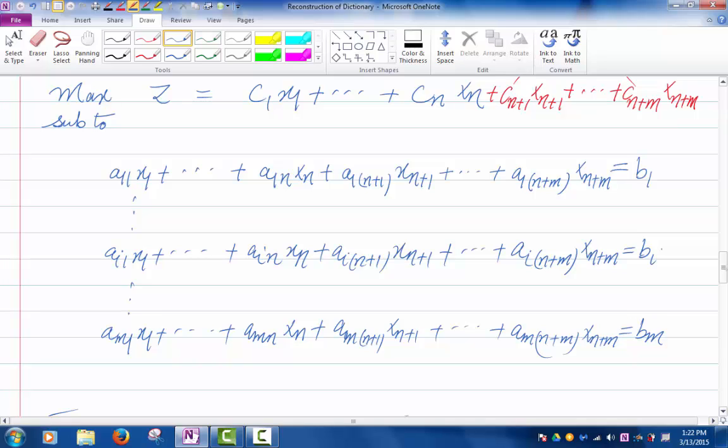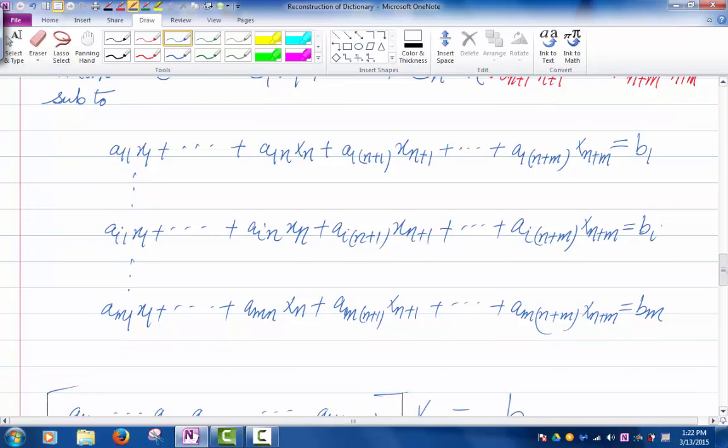I'm sorry? M plus I, yeah. And at the end, an n plus m, that would be the 1, and all the other coefficients of the slacks would be 0 here. So in each equation, all the coefficients of the slacks are 0 except for 1, right? You realize that? Which is not important at this point.